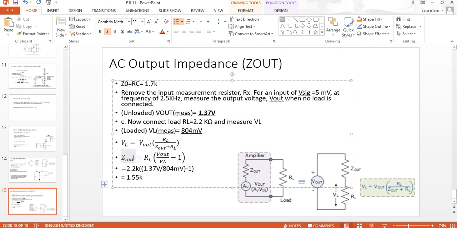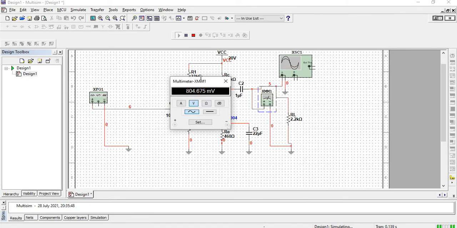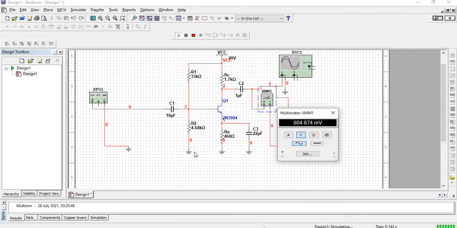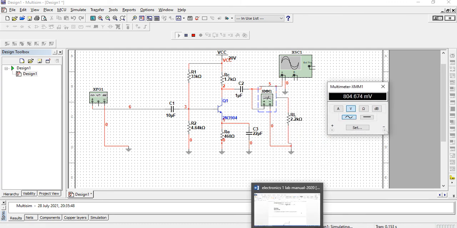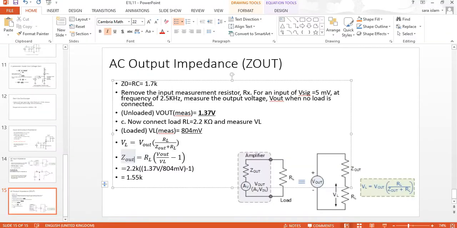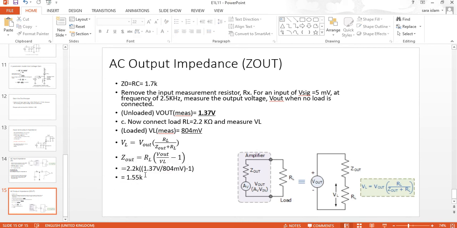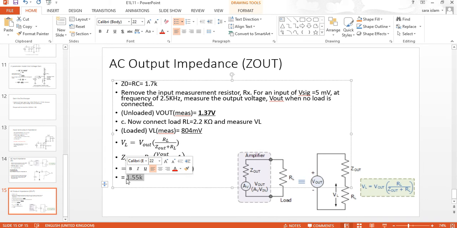That's Z out. Z out is equal to ZL times V out divided by VL minus 1. So ZL is 2.2, V out divided by VL, where VL is what you found with the help of your lab scenario, and V out was the previous one without connecting any RL. Using them all in this formula, the calculated Z out is 1.55 K.